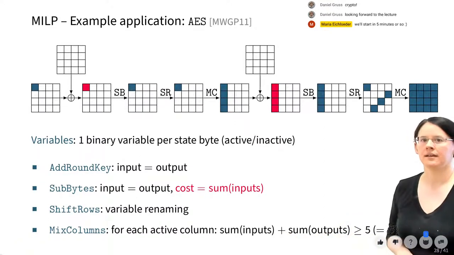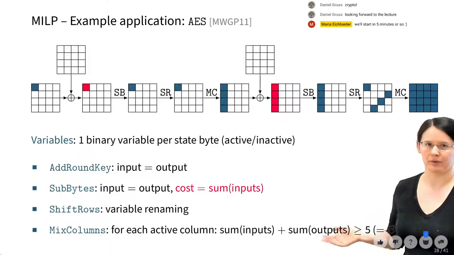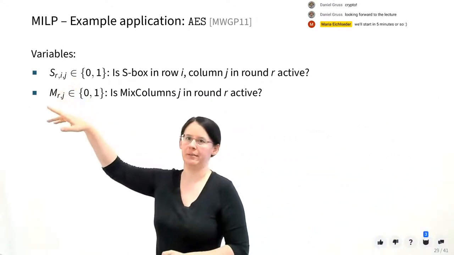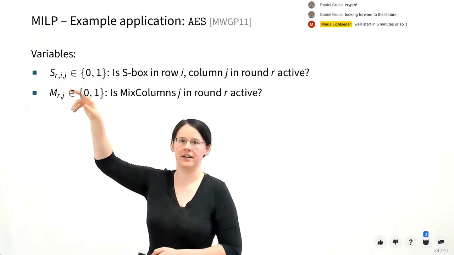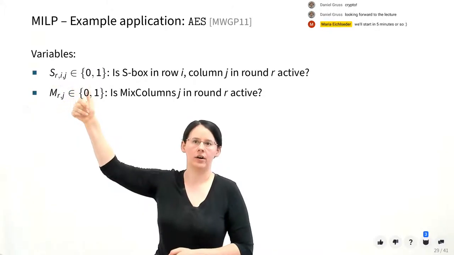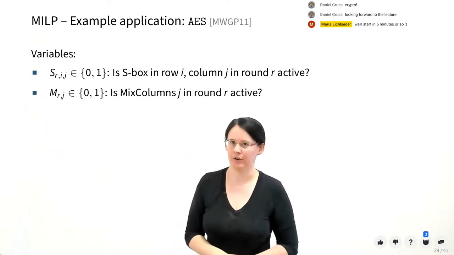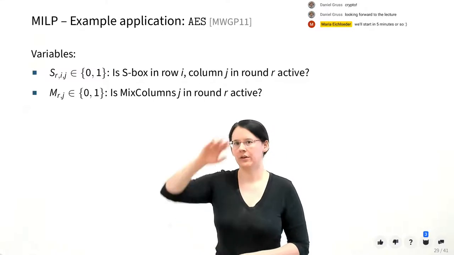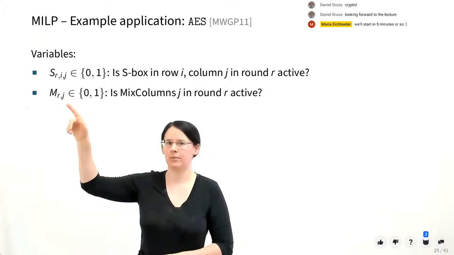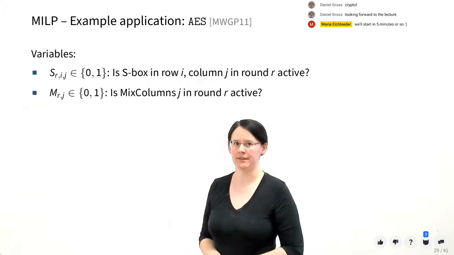So now let's have a look at how to write this down in MIP language. So what are going to be our variables? We are going to have two types of variables. The first one, s_r,i,j, is going to tell us whether the S-box, or the byte, in round r, in row i and in column j is active or not. That's a binary variable. And we're going to have these helper variables here, one per round and column, which tell us whether this mix columns is active, so whether there is at least one active cell involved in this.